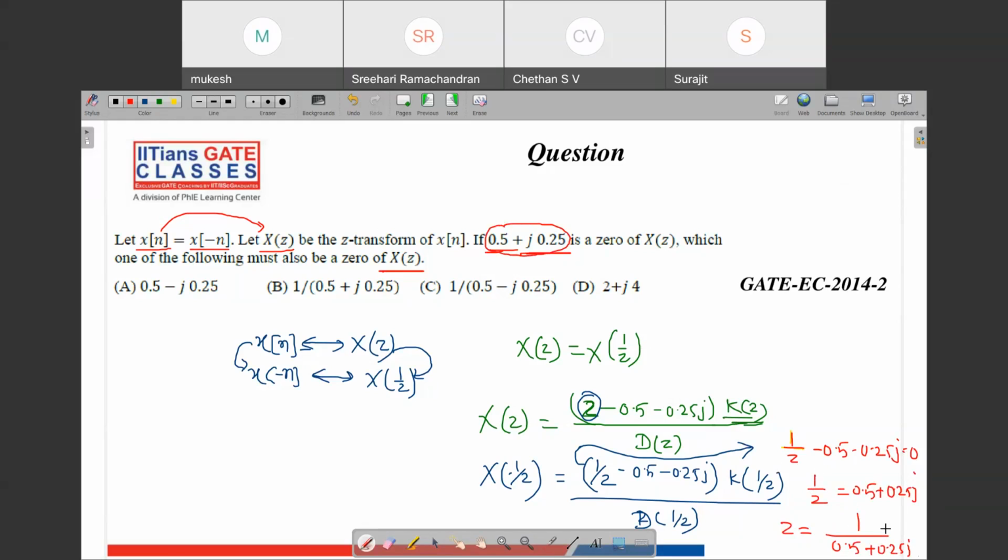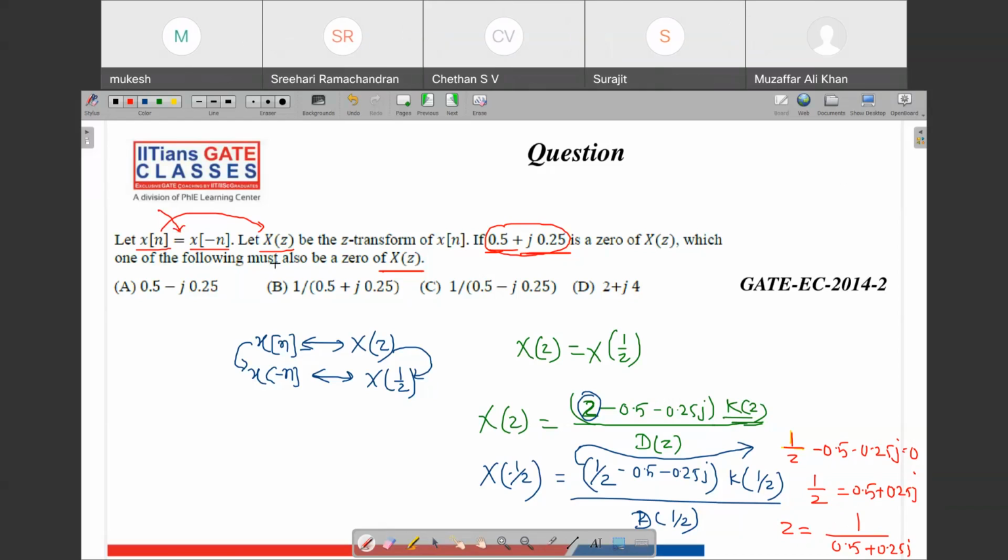So whenever you have a signal satisfying this property, or you can say an even signal, it will have zeros in pairs. If it has a zero at this location, then it will have a zero at the inverse location also. So this will be the correct answer. Does anyone have any doubt here? Can you explain again, sir? Okay.